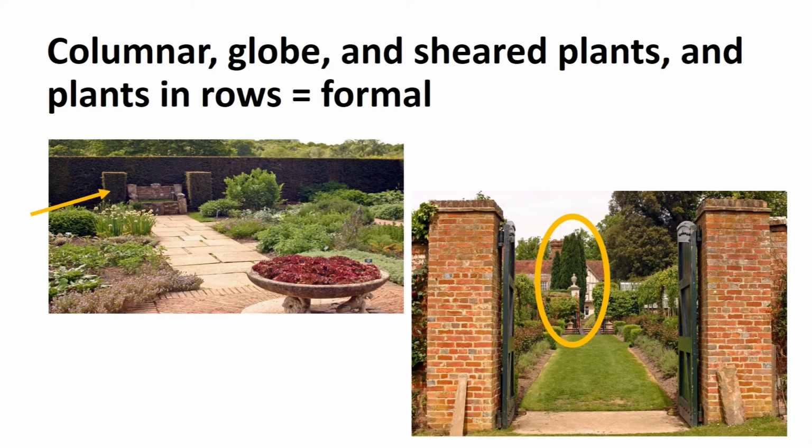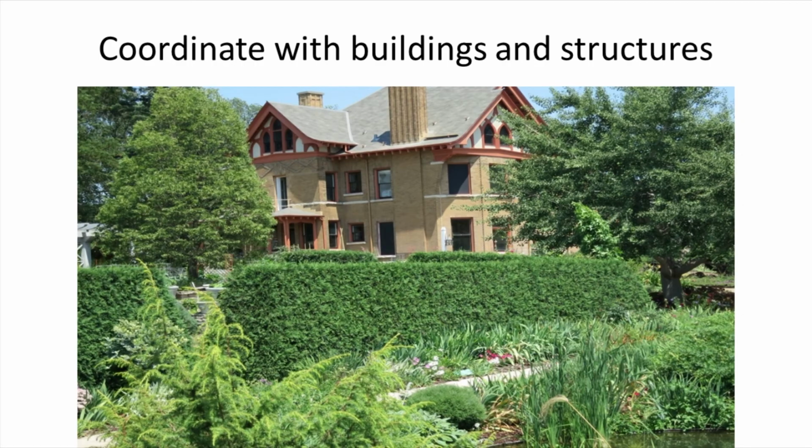So it's hard to fit those into informal landscapes. Even though they grow that way naturally, they kind of don't look like it. So that makes them a formal element, that columnar shape. Again, you need to coordinate things with the buildings and structures that are around it.